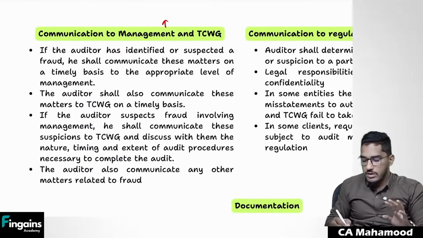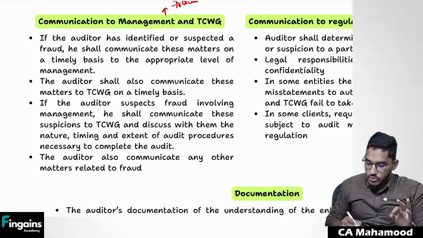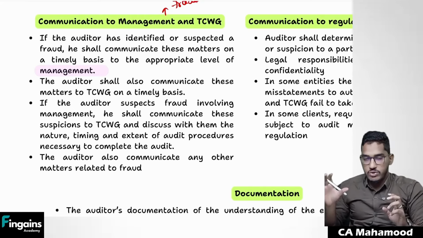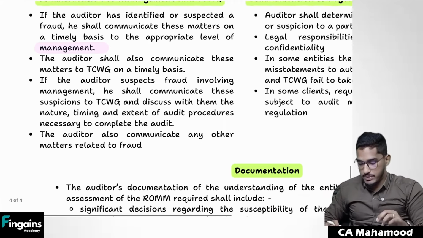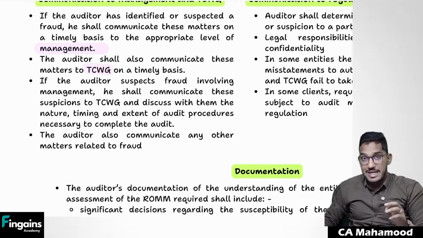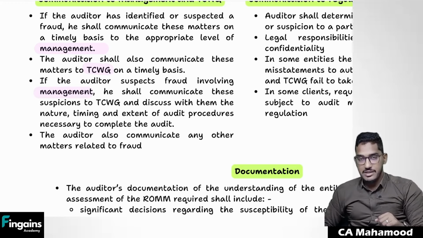Next. And finally, communication to management and those charged with governance. If after performing all the audit procedures you came to know about fraud, what should you do? You have to go and communicate that fraud to appropriate management on a timely basis. Whatever frauds you have come to know, you have to go and communicate to the management. Along with that, you should also communicate with those charged with governance.